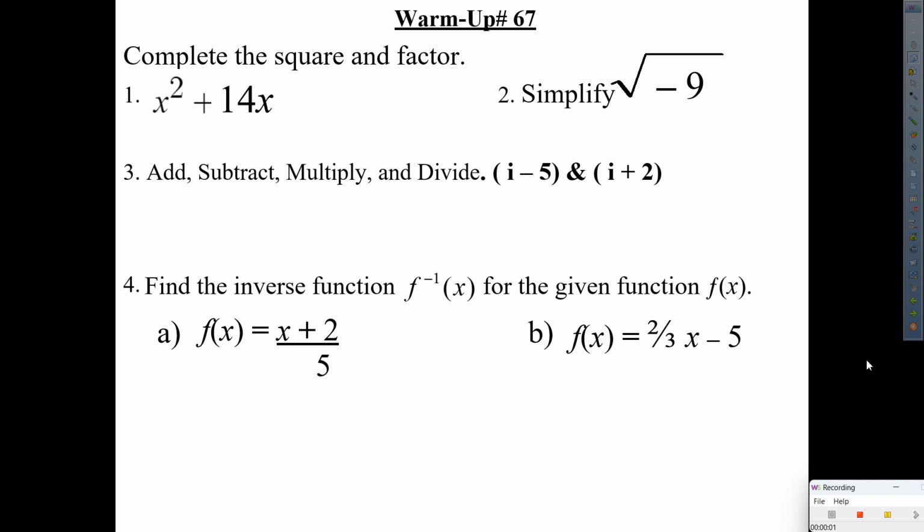And welcome back to another exciting day in mathematics. Warm-up 67's on the screen.